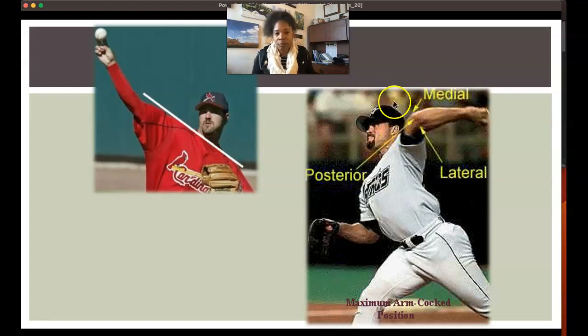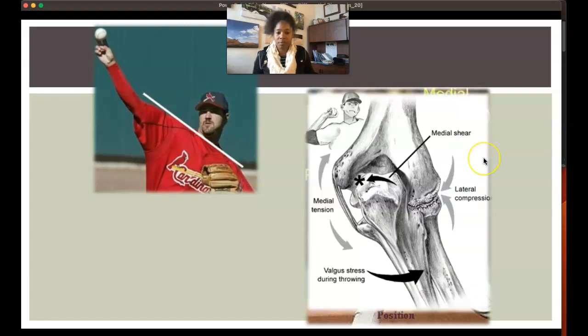And so it becomes important for us to talk through what it means when we have a patient who maybe has an increase in laxity on the medial side. What things do we need to do to strengthen the stabilizers, the dynamic stabilizers, to take the load off of the lateral side of the elbow?